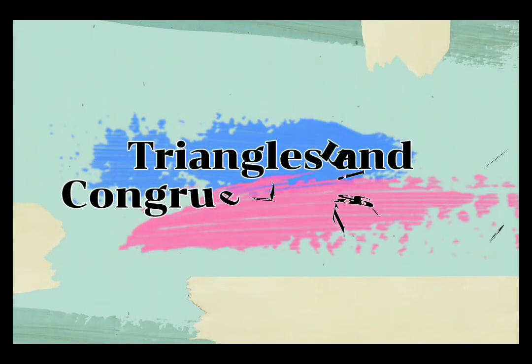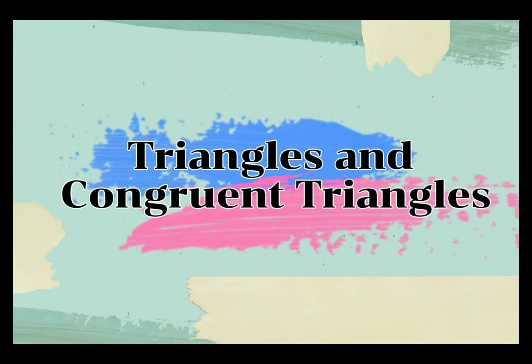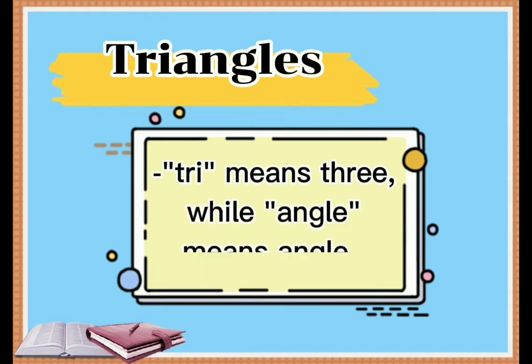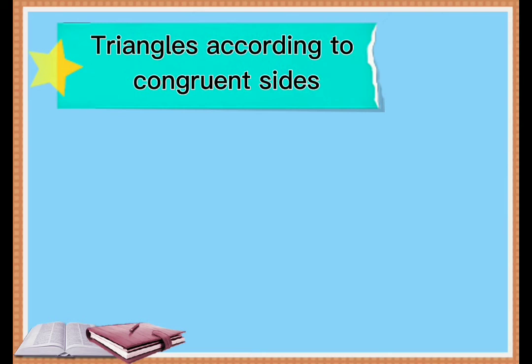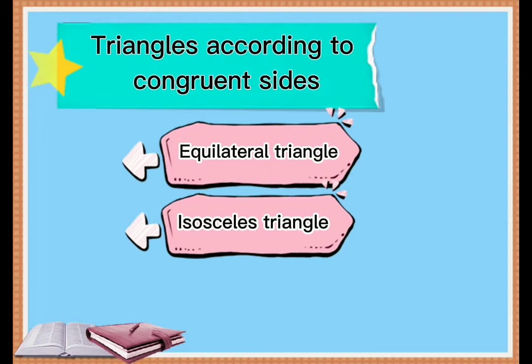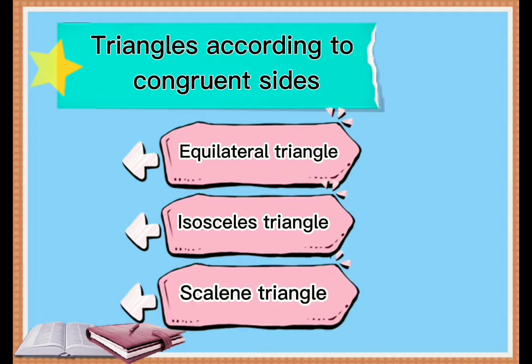We are now on the third part of our topic, which is all about triangles and congruent triangles. In the word triangle, tri means three while angle means angle. It means that a triangle is a polygon formed by three angles. Triangles are classified according to their number of congruent sides. These are equilateral triangle, isosceles triangle, and scalene triangle.